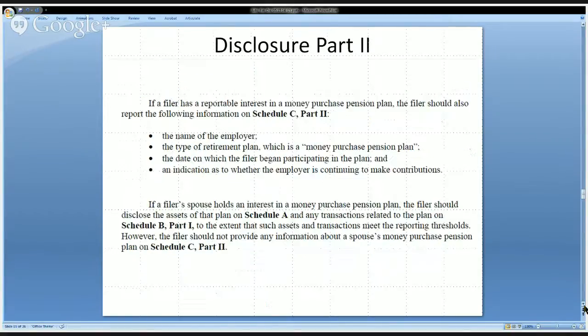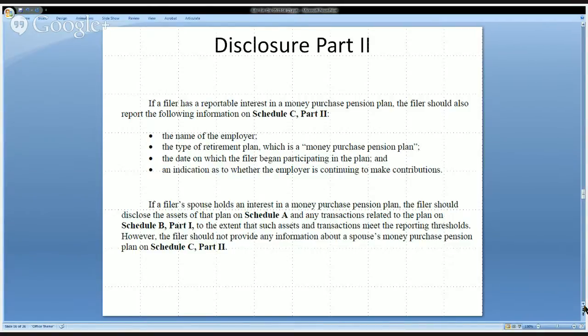So there's some more information that we have to disclose for the money purchase pension plans. And this, again, much like other kinds of defined contribution plans, goes on Schedule C Part 2. Because this isn't an agreement or arrangement from previous employment. We need the name of the employer. We need the type of retirement plan, which in our case will be money purchase pension plan. We want the date at which the filer began participating in the plan, and an indication as to whether the employer continues to make the contributions. Usually the answer to that's going to be no.